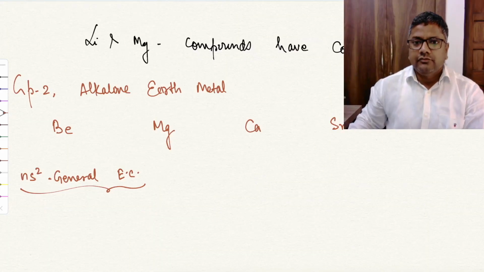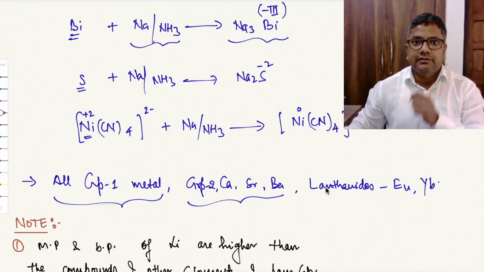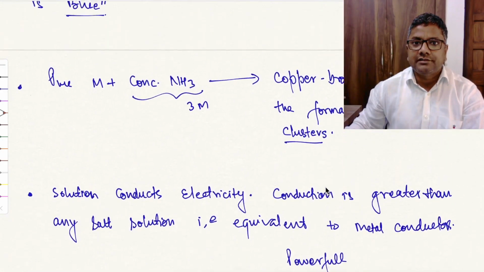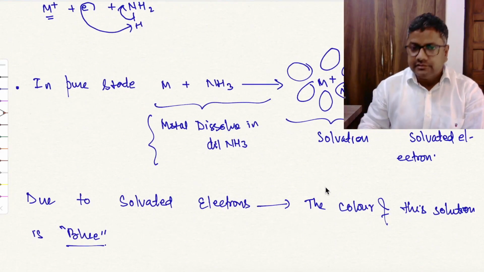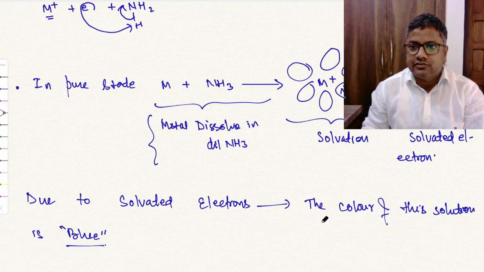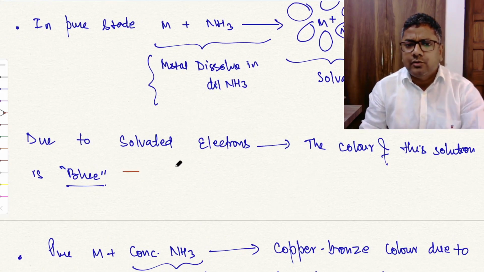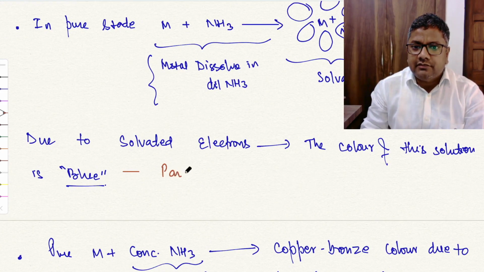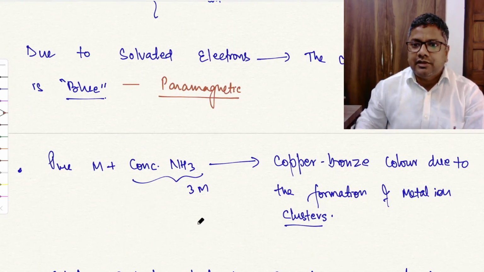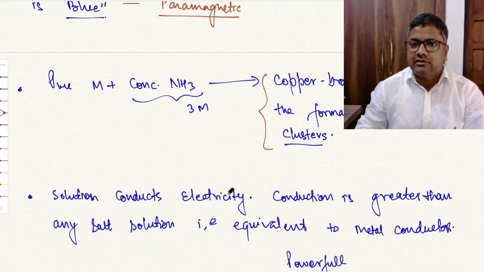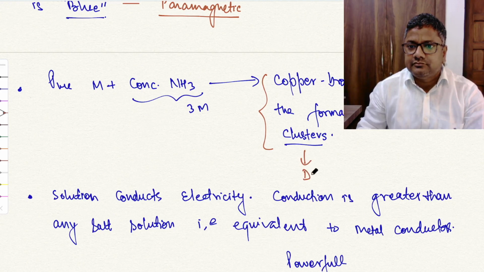In this case I have missed one important property. The solvated electron color is blue, and this solution is paramagnetic, basically, because an unpaired electron is there. All of you know this, but sometimes you miss it, so it is always better to write that it is paramagnetic. But at high concentration, due to the formation of metal cluster ions, it becomes diamagnetic. So this is important.